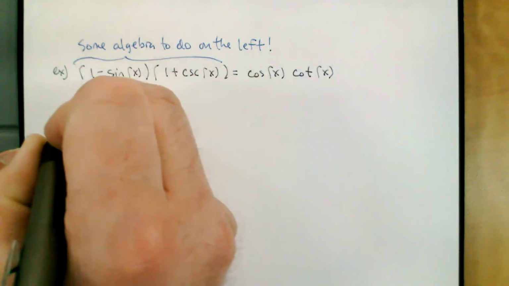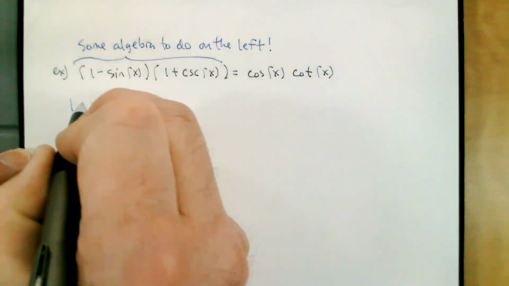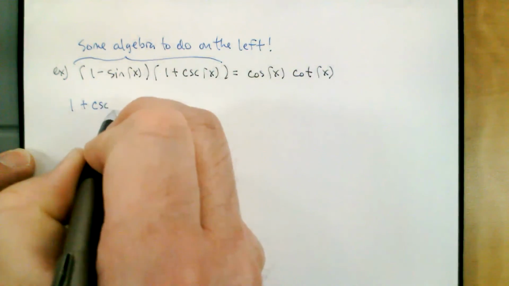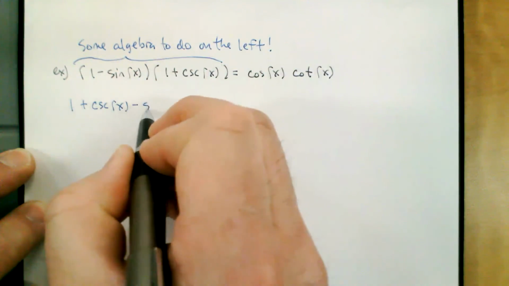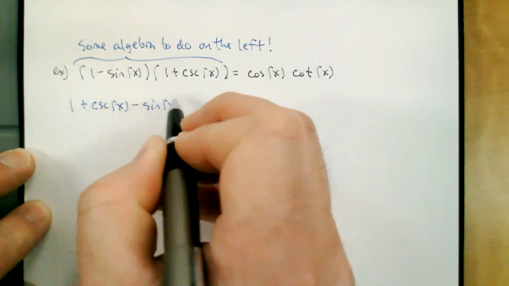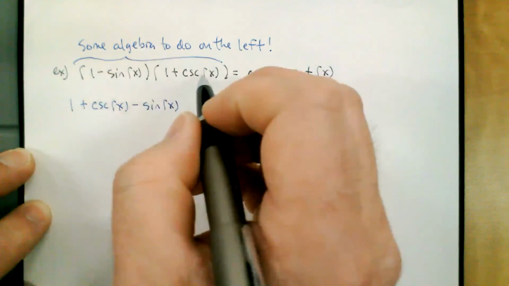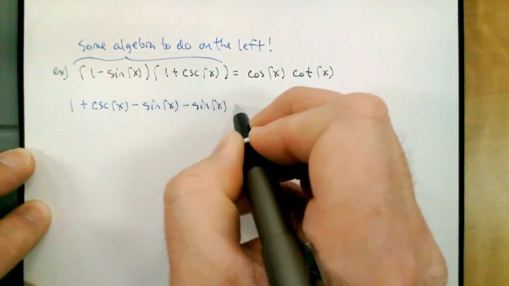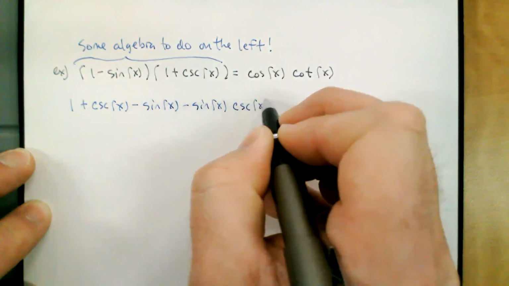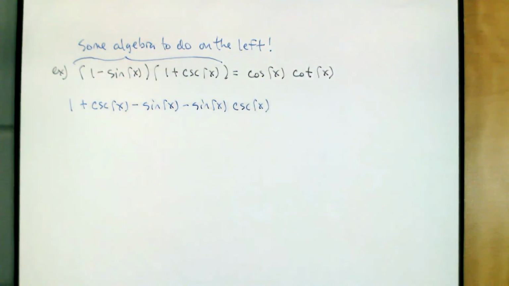1 times 1 is 1. 1 times cosecant is plus cosecant. Minus sine times 1 is minus sine. Negative sine times cosecant is negative sine x times cosecant x. The brief is to make something happen. Here, something just happened. There's some algebra for us to do. So we did that algebra.